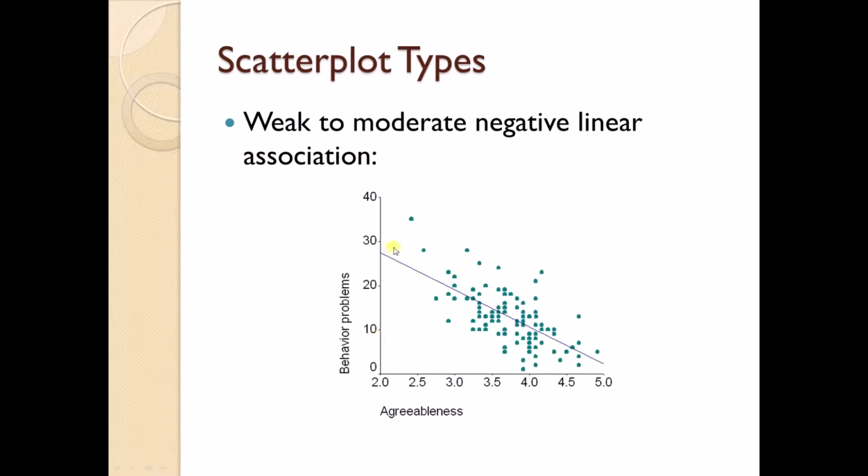Here's a weak to moderate. This is a little bit sort of, could go one way, could go the other. The more it looks like a circle, the weaker it is. And this looks like it's lining up pretty well. So if you said weak or if you said moderate, I think I could buy either one, but it definitely is negative.